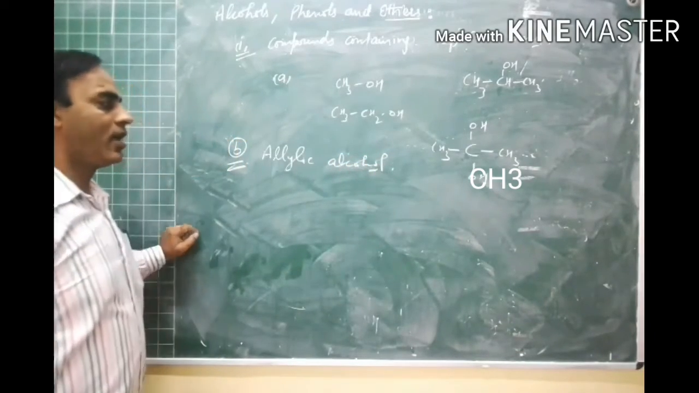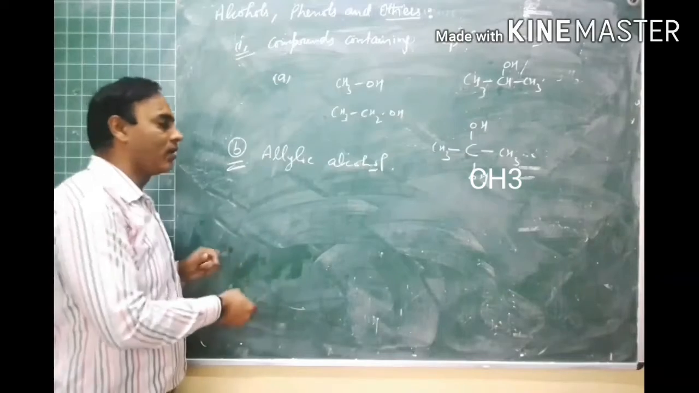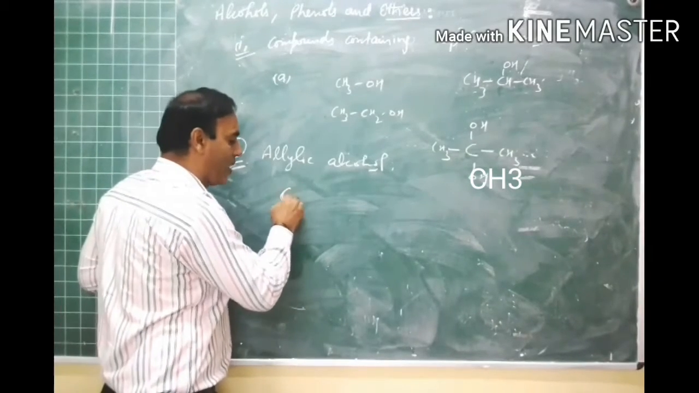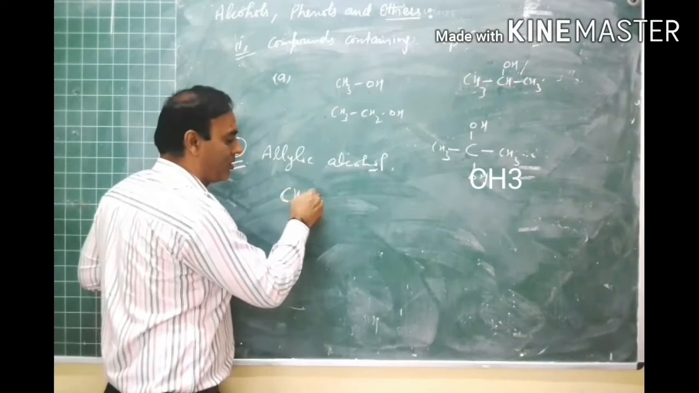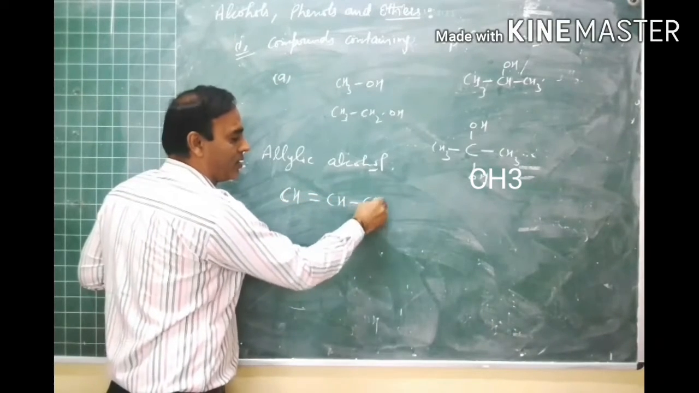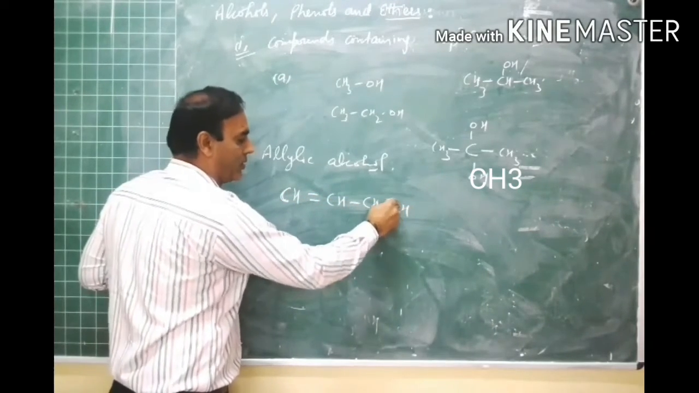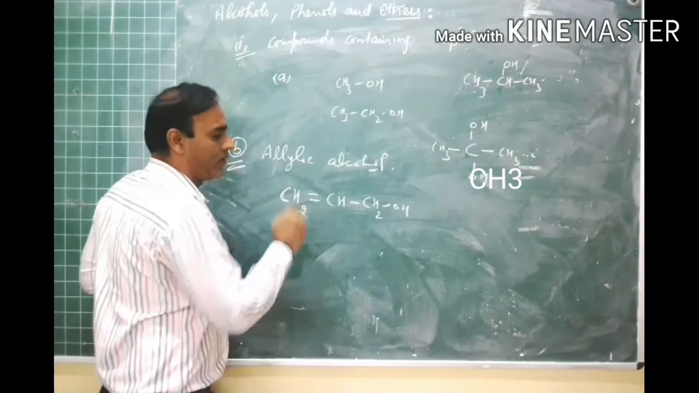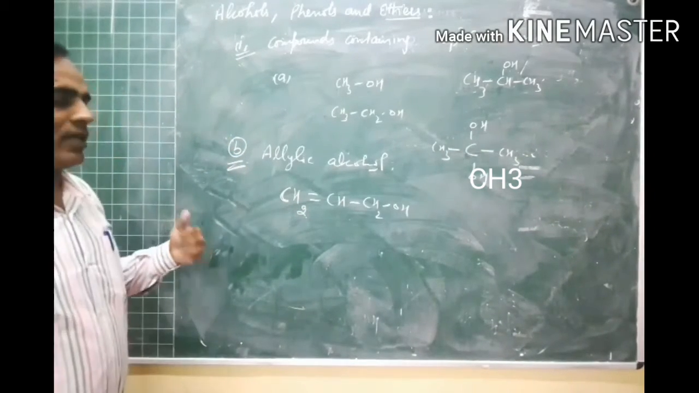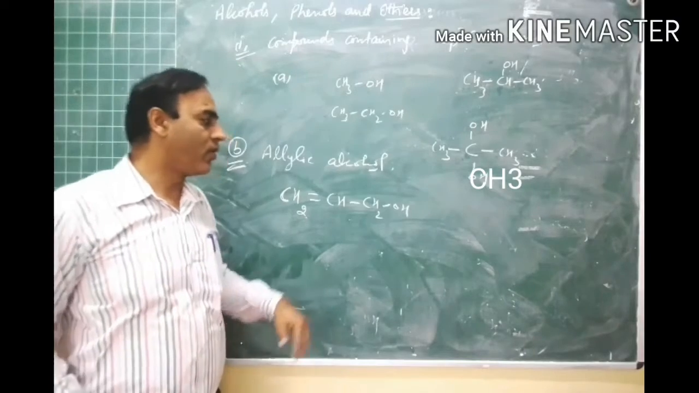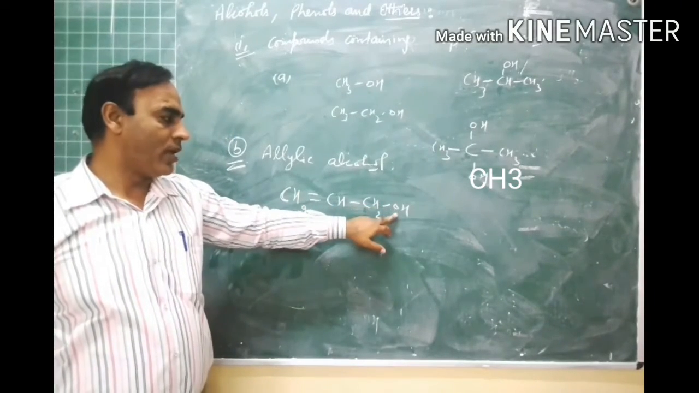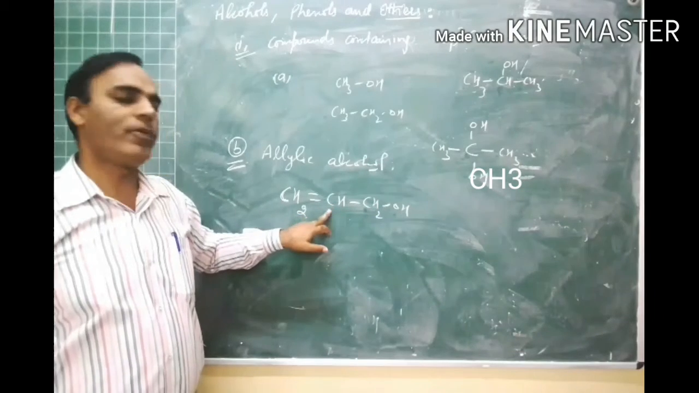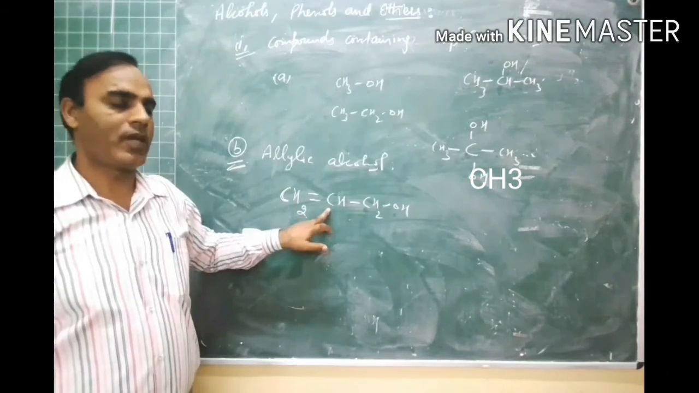So allylic alcohol. The example of allylic alcohol is CH2=CH-CH2OH, right? So this is allylic alcohol, and in this type of alcohol, the carbon which is bonded to OH is further bonded to a double bonded carbon atom, right?